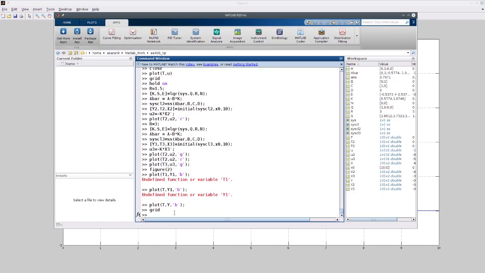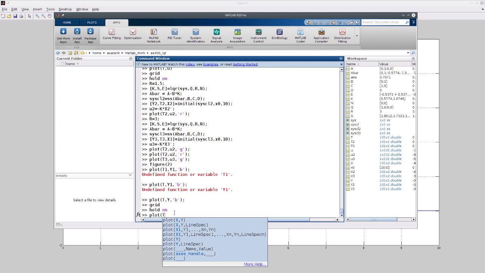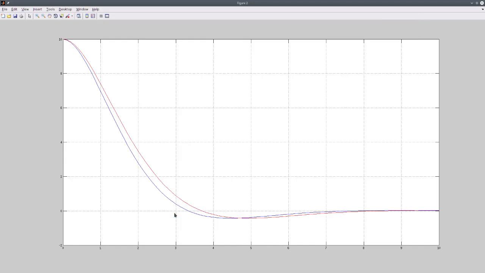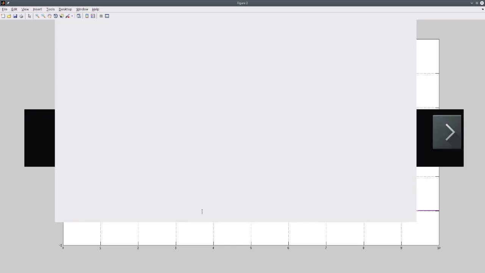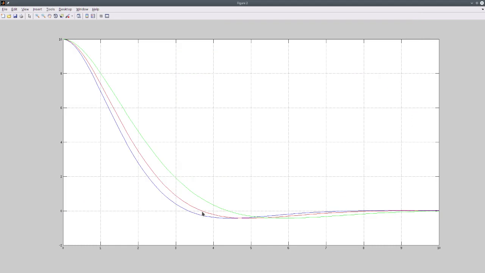Now let's hold on, keep this plot and plot on top. So I'm going to plot T2, Y2, and red was our color, I believe. So this is the second system, right? It has a slower response. You see that the time it takes to reach 0 is somewhat delayed. And finally, let's also plot the third system, and this with a green. Okay, and this is yet even slower.